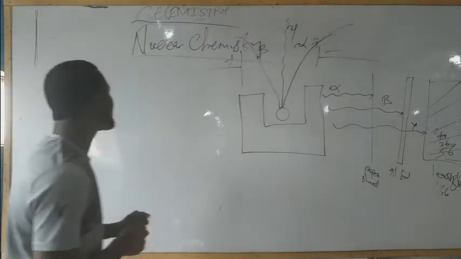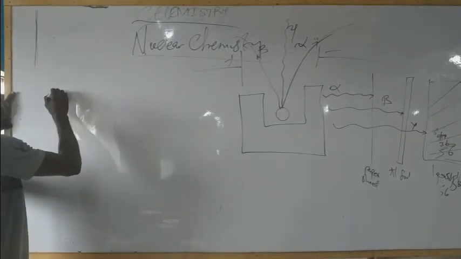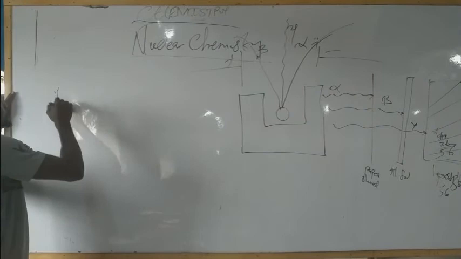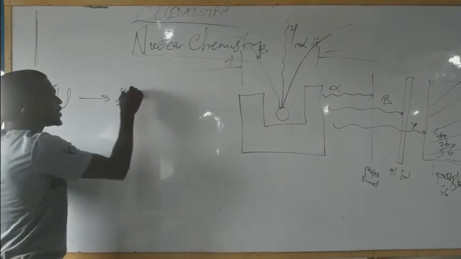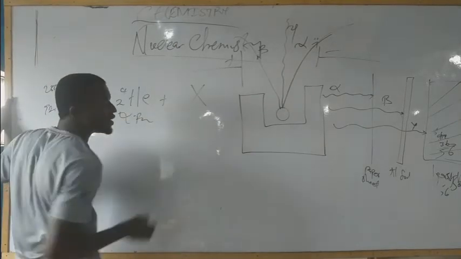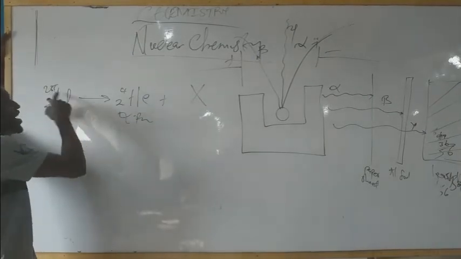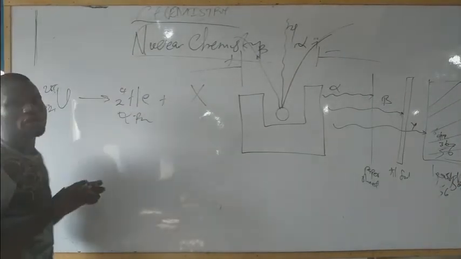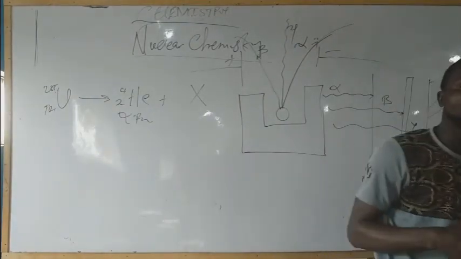So in alpha decay, this is what happens. In alpha decay, for example, let me use uranium-235, 92, exhibiting alpha decay. This is the alpha particle. So this is the daughter nuclei. Now, 235 minus 4. Now, in order to understand this, you must understand balancing of nuclear equation.